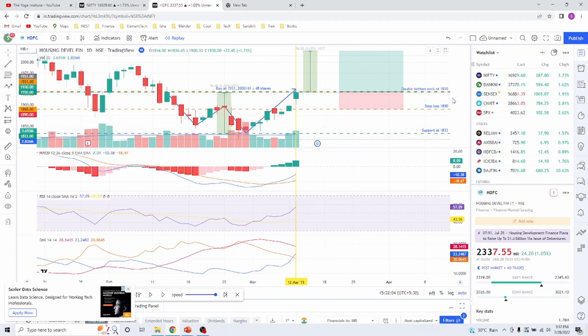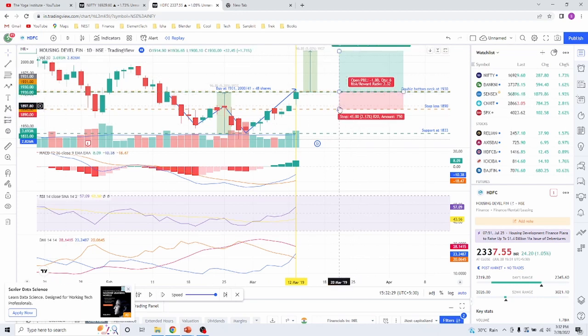So if I try to buy it at 1931, and my stop loss is at 1890, then 41 is my difference here. And if I have 100,000 rupees and I want to spend only 2% on this trade, then I can buy 48 shares. Okay, I can buy 48 shares, and I can use the long tool here.